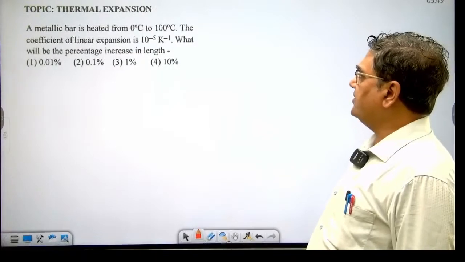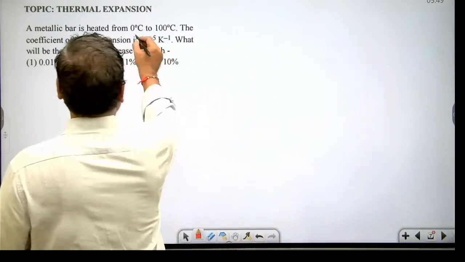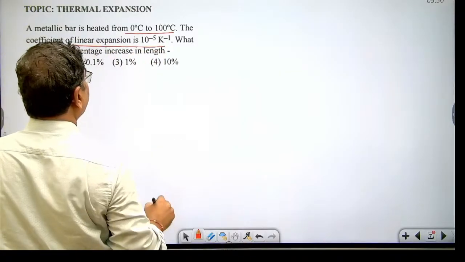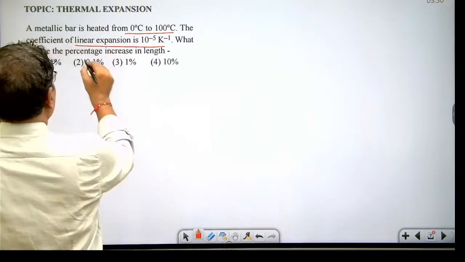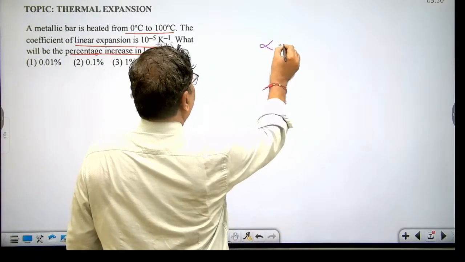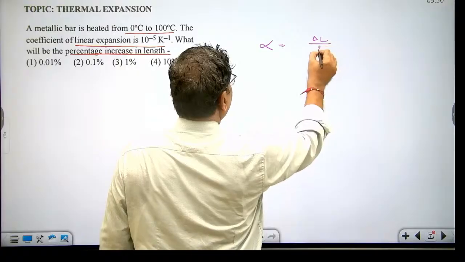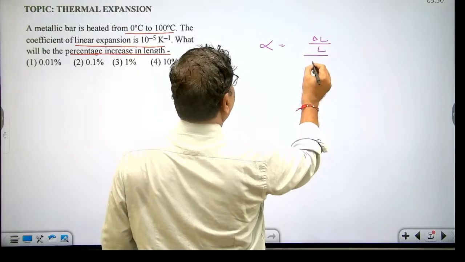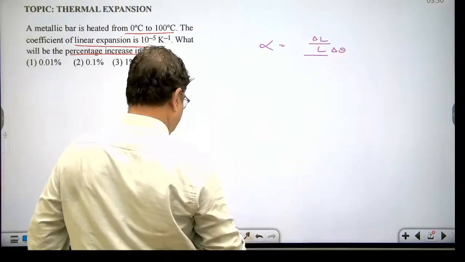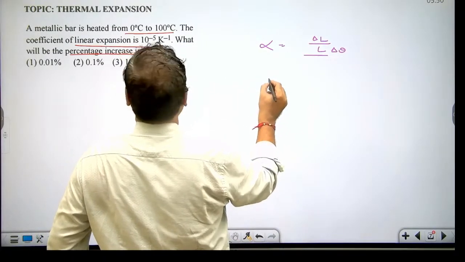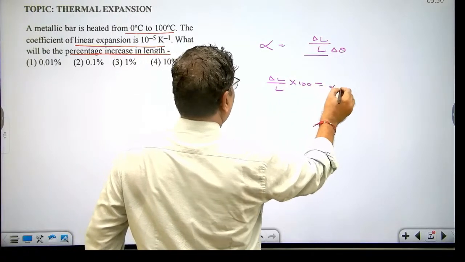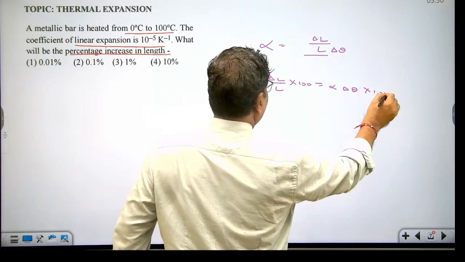A metallic bar is heated from 0 degrees centigrade to 100 degrees centigrade. The coefficient of linear expansion is 10 power minus 5 per Kelvin. What will be the percentage increase in length? Dear student, the coefficient of linear thermal expansion is given as delta L upon L delta theta. This is the equation. So delta L upon L into 100 equal to alpha delta theta into 100.